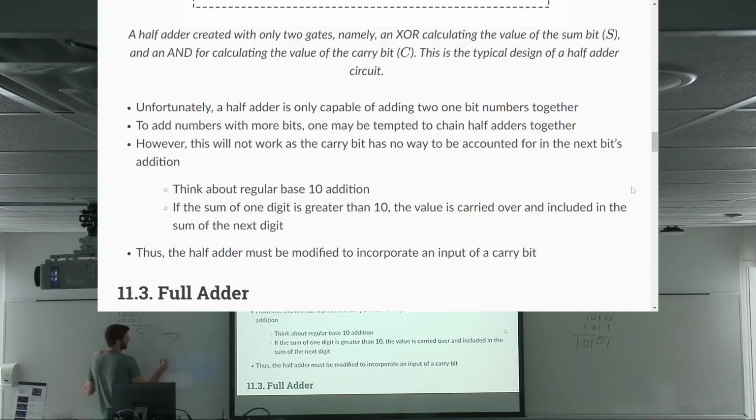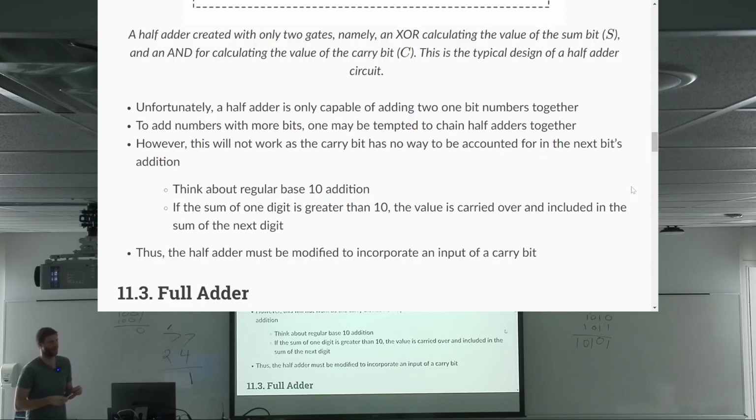77 plus 24, right? Well, that's a 1. But we have to carry this and do 7 plus 2 plus 1, right? We got it.